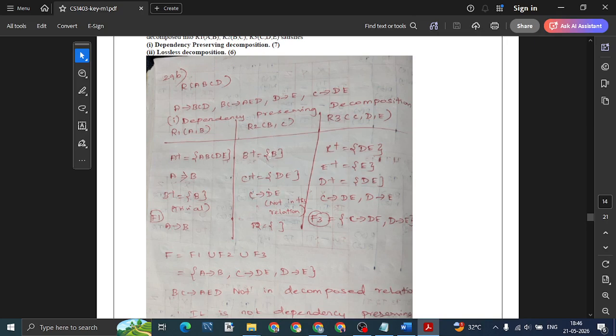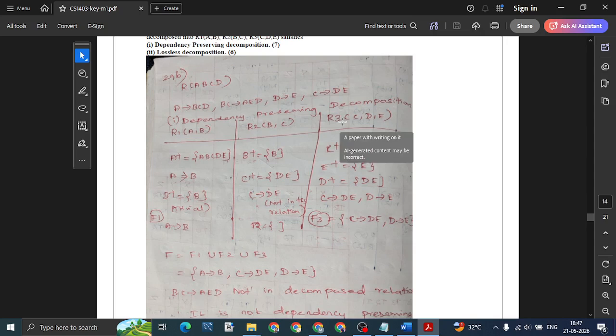Then I need to check the closure of C. C closure is D and E, right? From this, if I know the value of C, I am able to determine D and E. If I know the value of D, I can determine E. So D and E are not at all in this relation. So F2 is having the null dependencies.